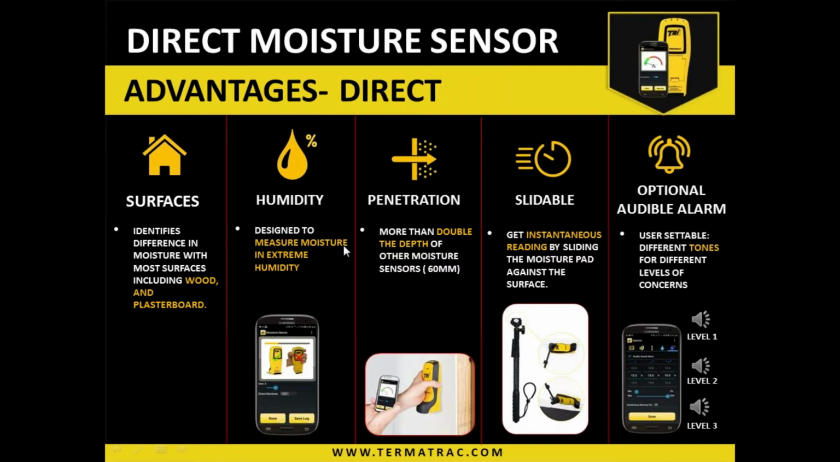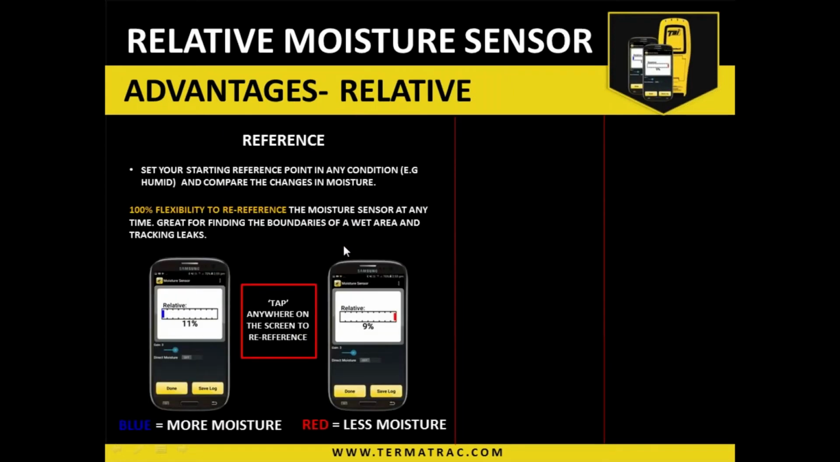So three sections, three different pitches for the alarm tone. All right, so the relative meter. We turn it off on the screen, below the screen where it says direct moisture meter on or off. We can turn that off quite easily, and we're onto the relative meter.